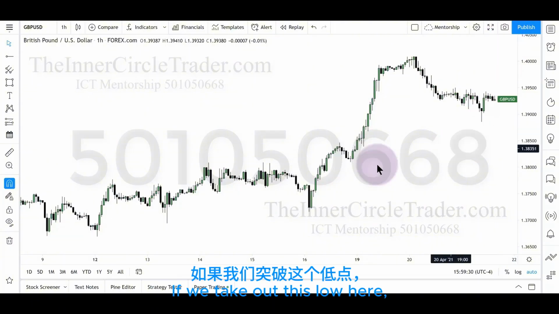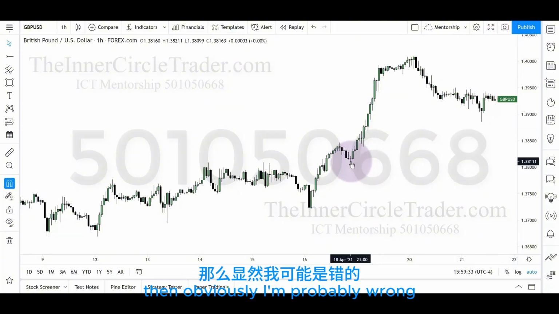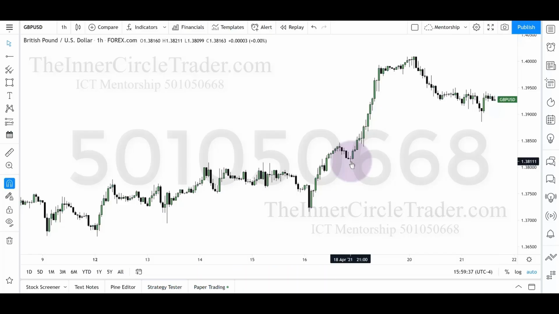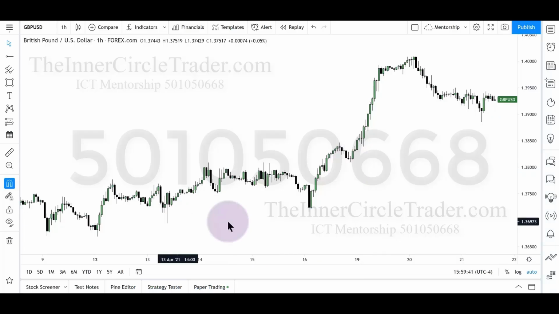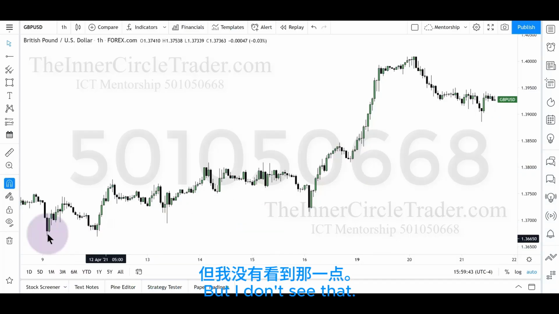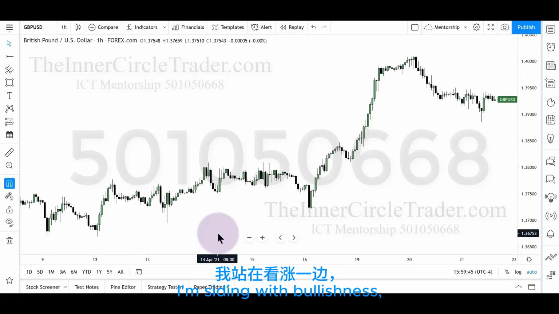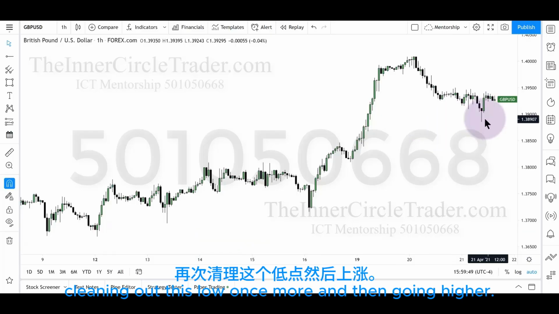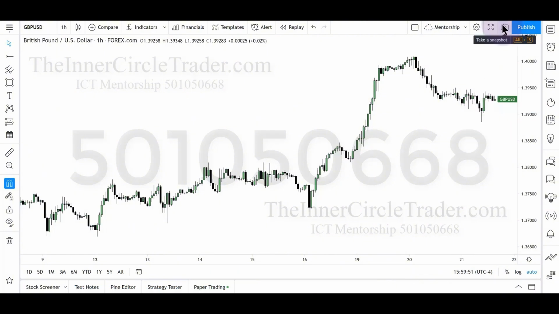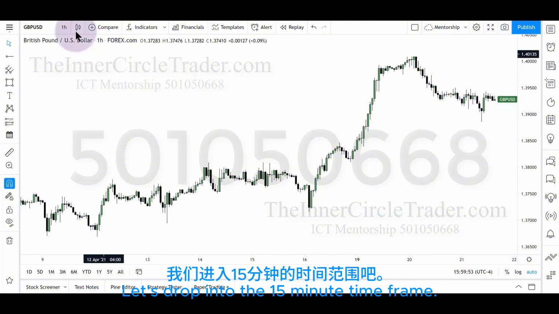If we take out this low here, then obviously I'm probably wrong in regards to a bullish cable. And if it takes out this low here, then we're going to be attacking here and here. But I don't see that. I'm siding with bullishness, but not against the idea of it cleaning out this low once more and then going higher. Let's drop into the 15-minute time frame.